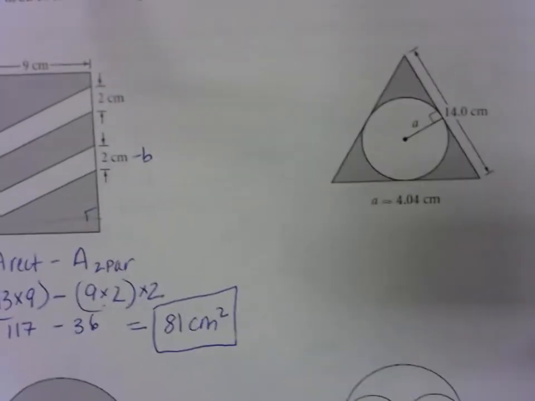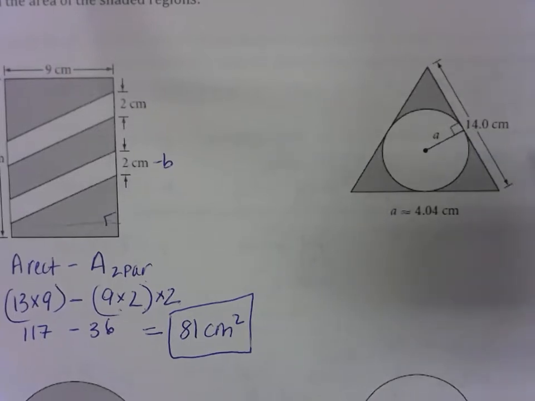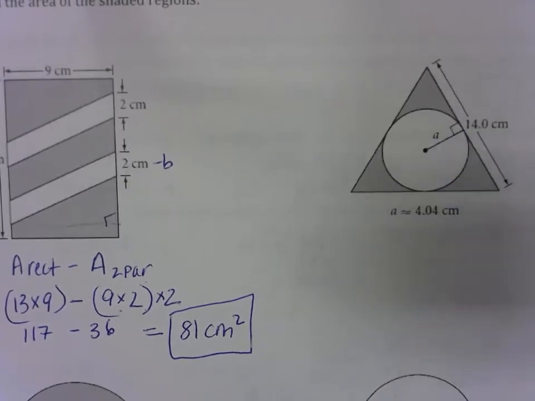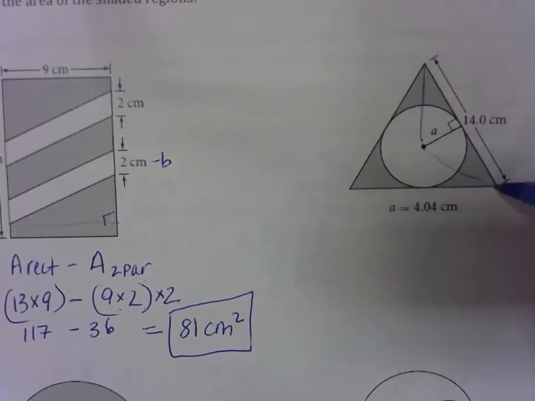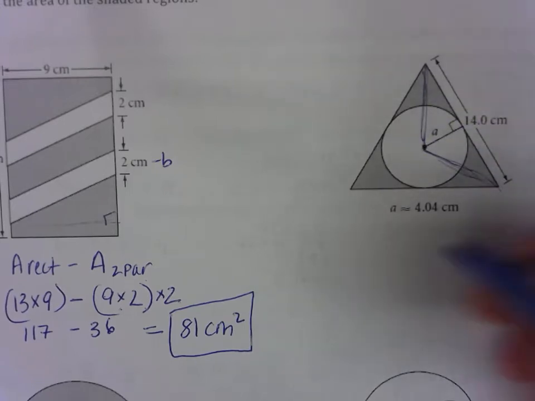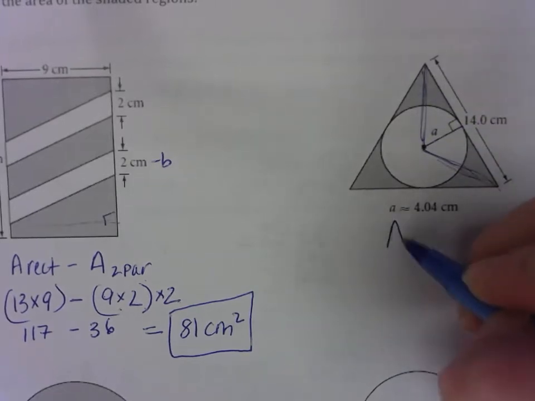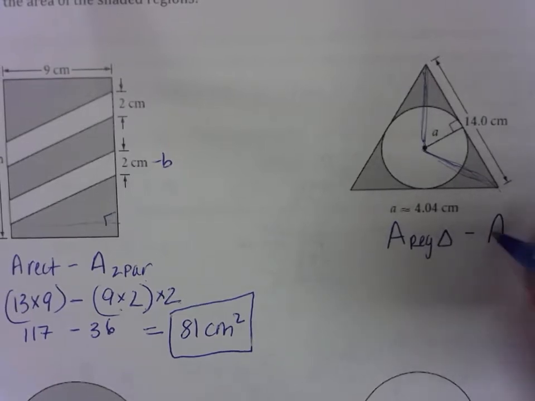In this one, we've got an equilateral triangle. Now remember, we can break this into smaller triangles. That's the method we did. That's not the only method to find this. So the area of the regular triangle, subtract the area of the circle.